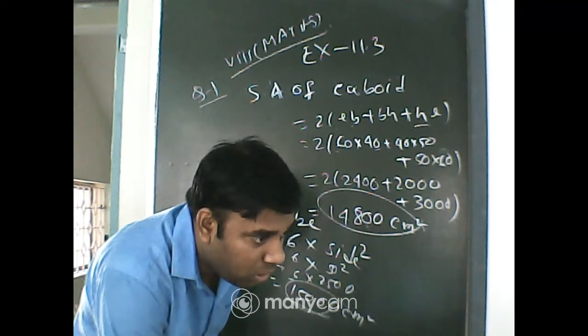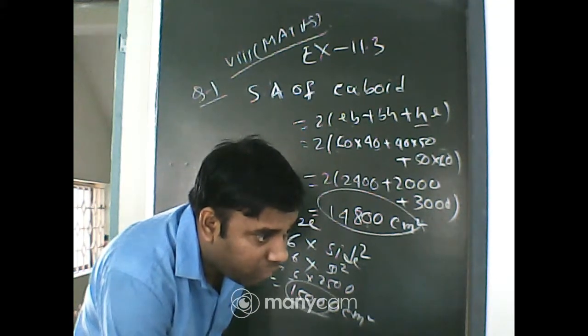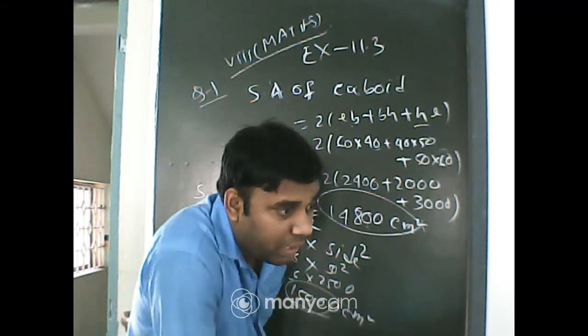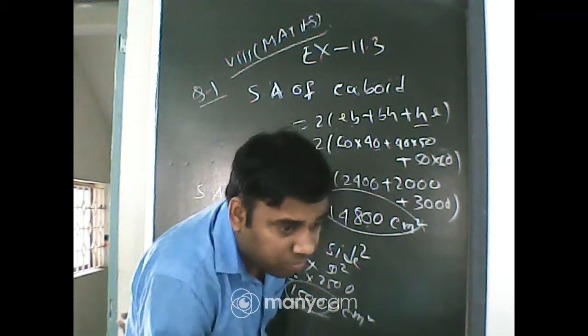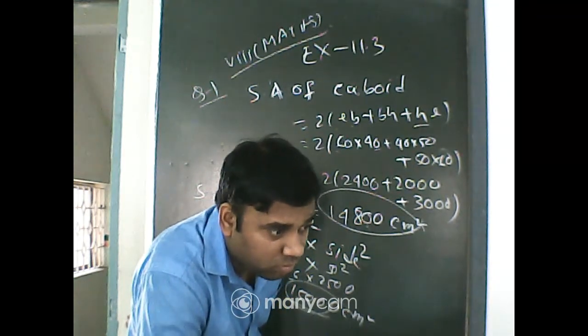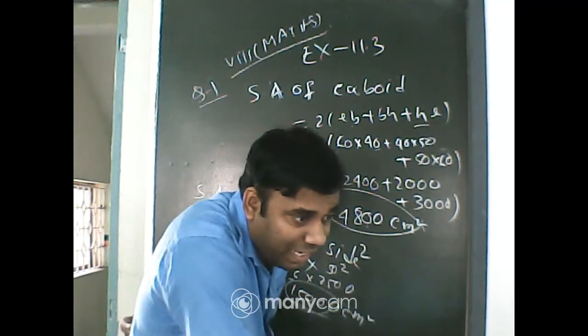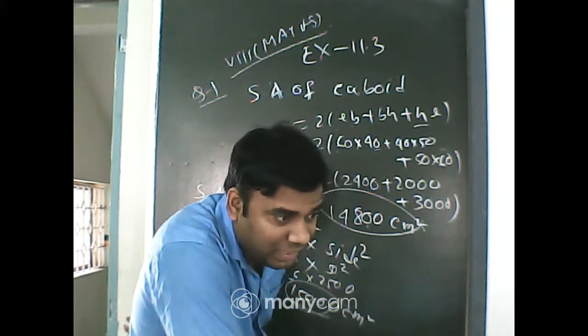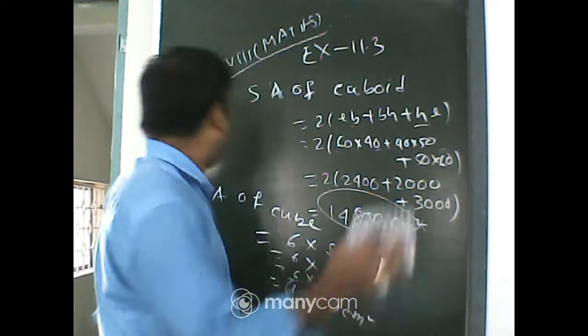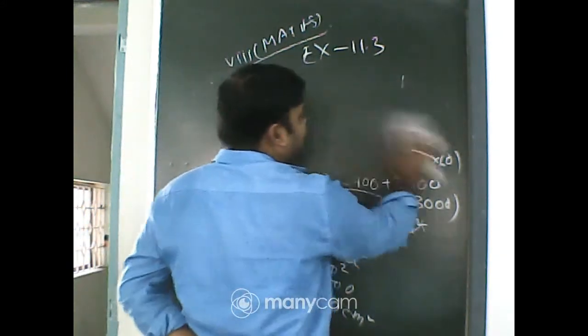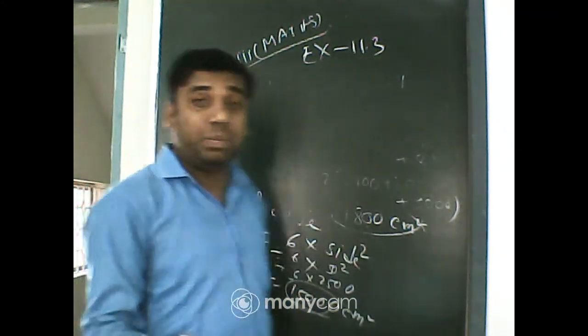Okay. Now read question number 3. Find the side of a cube whose surface area is 600 centimeters square. It's a very easy sum. I hope all of you will solve it. Students, I skipped question number 2.